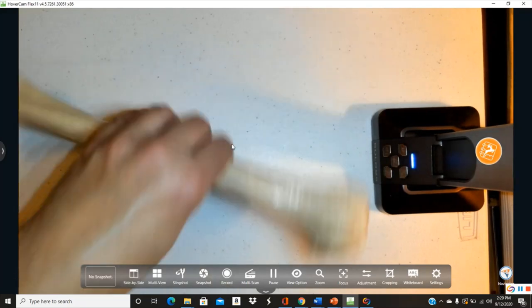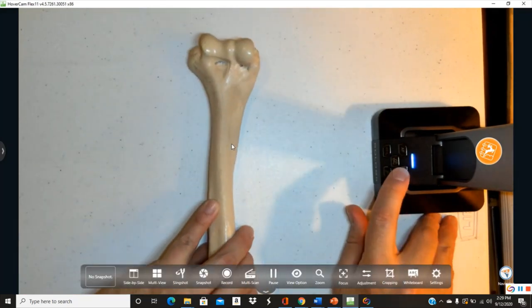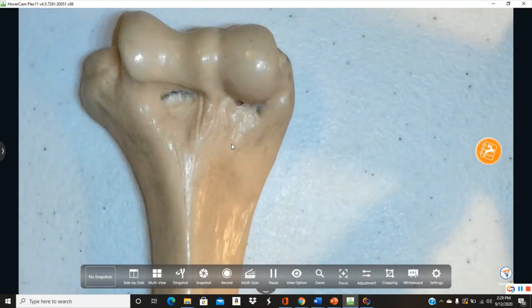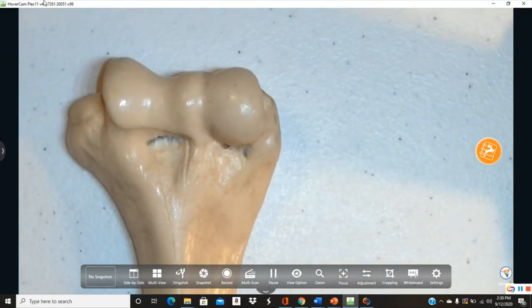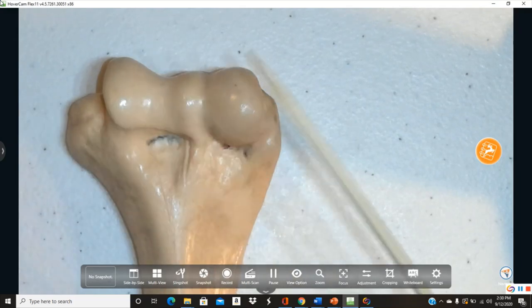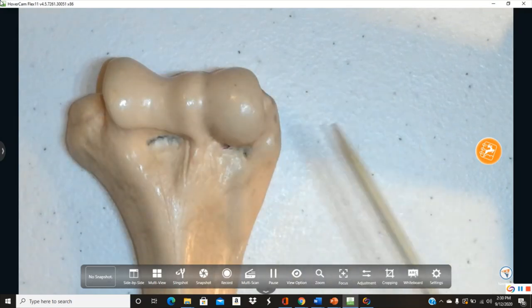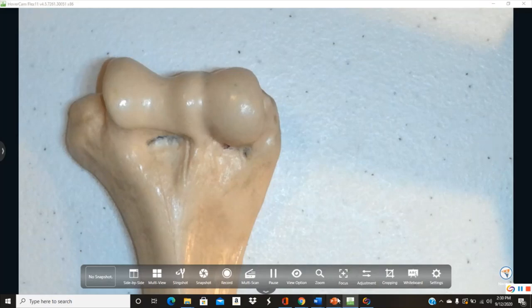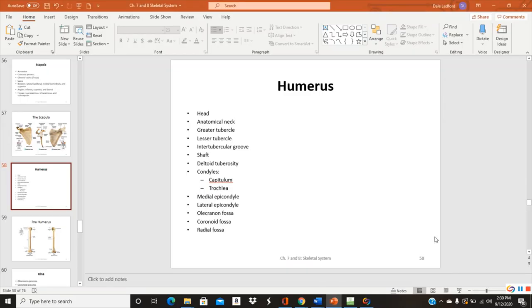So if I turn it around here and I zoom in on this, and I move my mouse, I am going to see your trochlea next to the medial epicondyle, the capitulum here next to the lateral epicondyle. All right. And then what I want to do is talk about the olecranon and coronoid fossas and radial fossa.